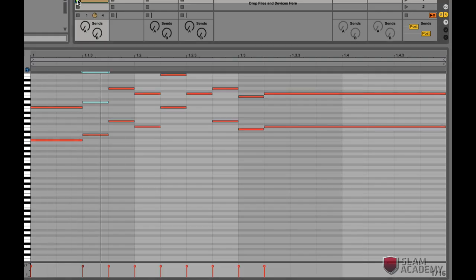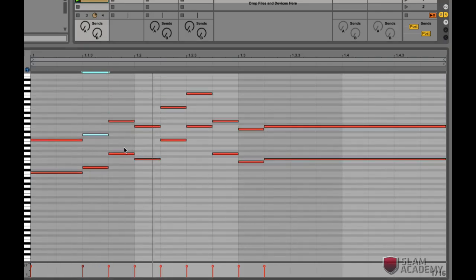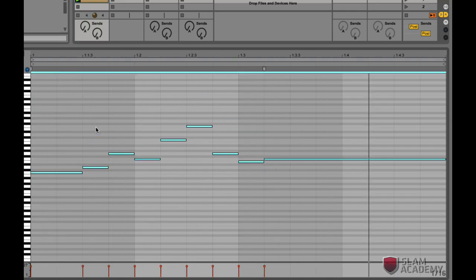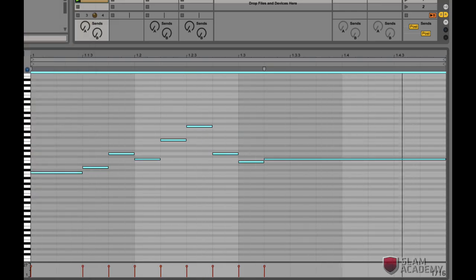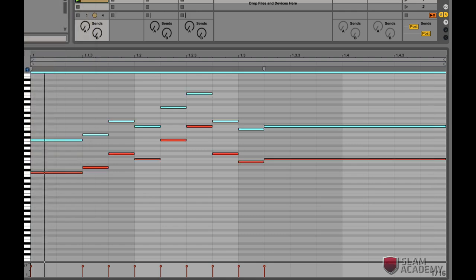Here it is. Okay, here it is without the octave. And with the octave. Right, so the octave makes a great sound if you want that little bit thicker.